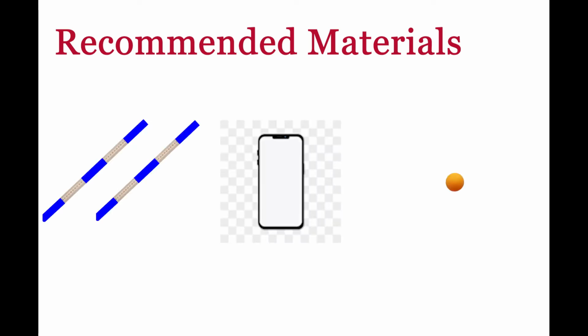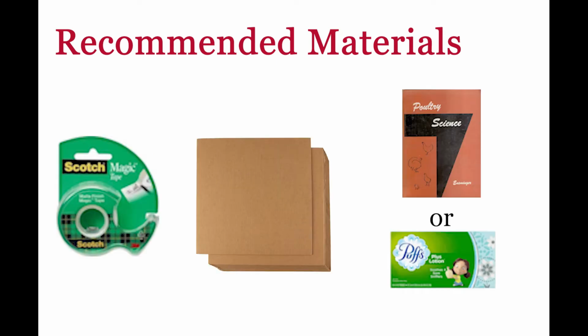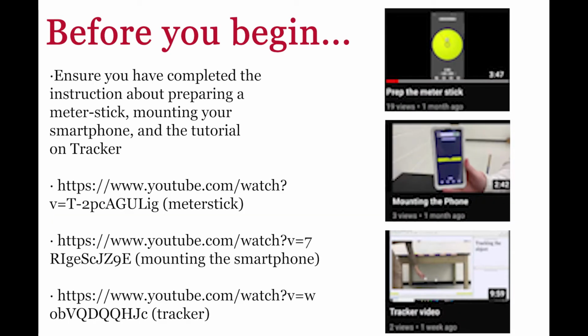But firstly, let's go over the materials we used in our experiment. We used 2 meter sticks, a smartphone, a ping pong ball, tape, a piece of hard cardboard, and a textbook. As always, please check out our lab preparation videos to see how we prepared the meter sticks, mounted the smartphone, as well as how to use Tracker.